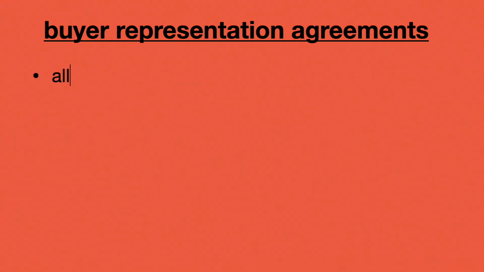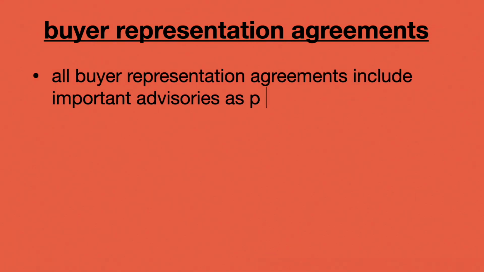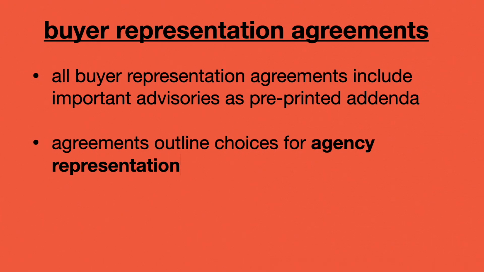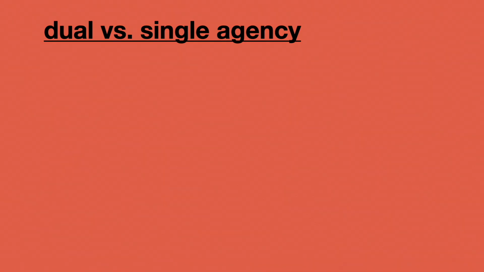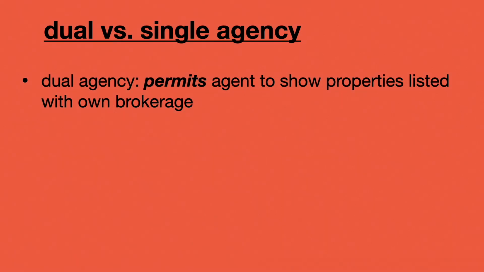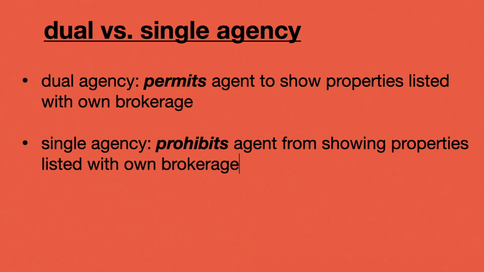All 3 types of buyer representations include important advisories as pre-printed addenda to the buyer representation agreement. The agreement allows the buyer to agree to dual agency, which permits the agent to show properties listed with the agent's brokerage, or to agree to single agency only, in which case the agent may not show properties listed with the agent's brokerage. Offers, purchase contracts.